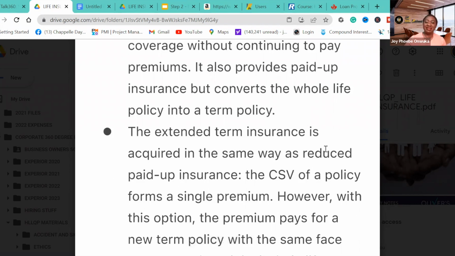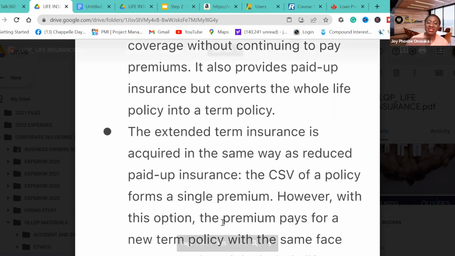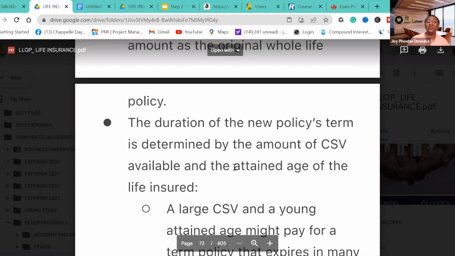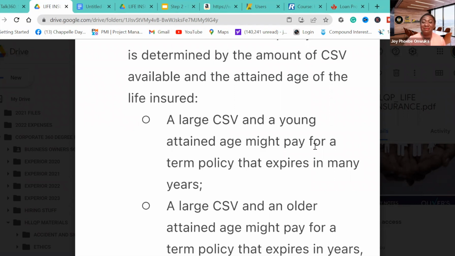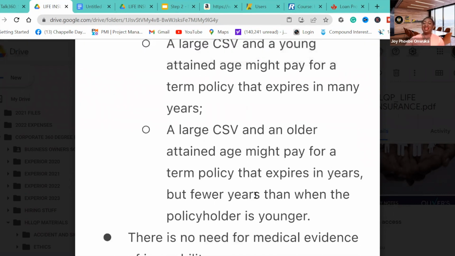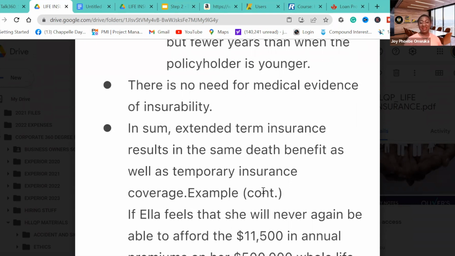Now, the extended term insurance is acquired in the same way as reduced paid up insurance. The cash surrender value of a policy forms a single premium. However, with this option, the premium pays for a new term policy with the same face amount as the original whole life. The duration of the new policy's term is determined by the amount of cash surrender value available and the attained age of the life insured. A large cash surrender value and a young attained age might pay for a term policy that expires in many, many years. A large cash surrender value and an older attained age might pay for a term policy that expires in years, but fewer years than when the policyholder is younger. There is no need for medical evidence of insurability.